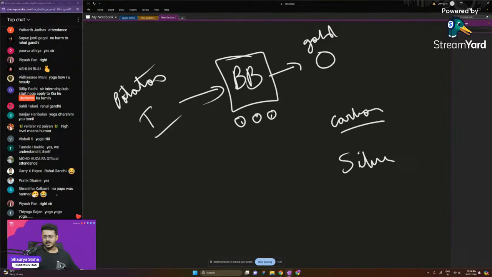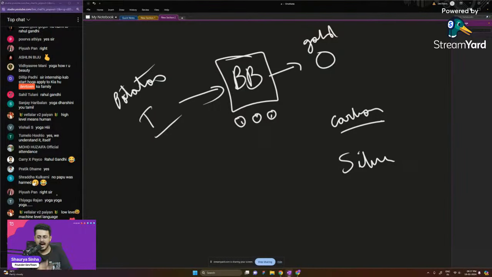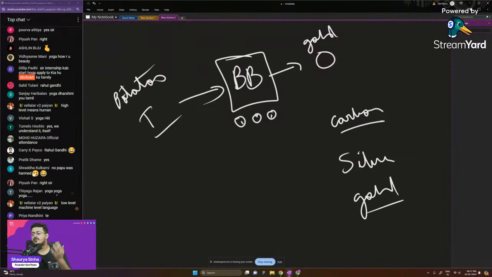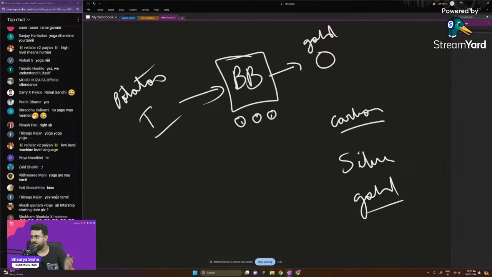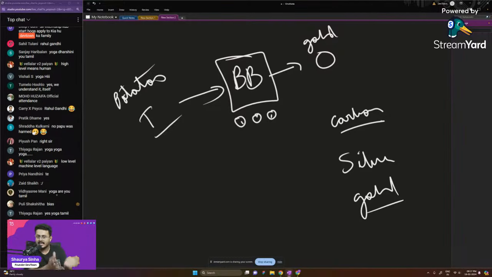Okay, we are putting in potatoes from one end. We're getting silver from the other end. What will I do again? Again, I will twist the knobs. I'll tell the model that, bro, you are just this much off. Come back. Then again, it will go back and this time it will give me gold. So what is happening is the model is able to learn from its own mistakes. Like, okay, you got me carbon. Dude, this is carbon. Change it. Okay, we want it to be closer to gold.